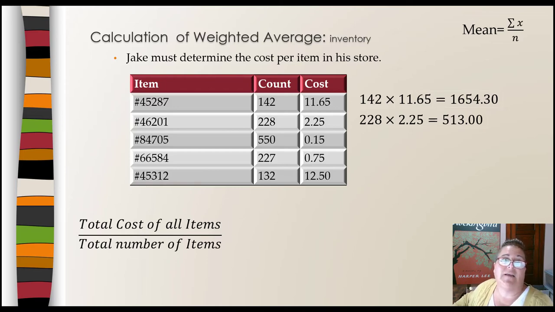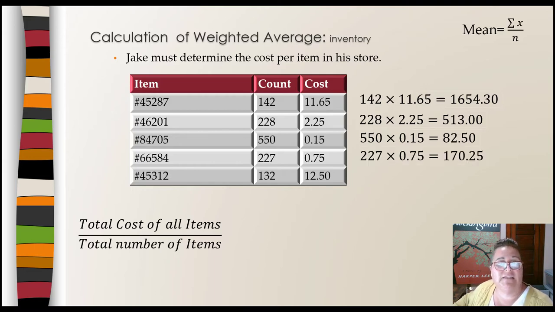The second item has a count of 228 times $2.25 for $513. Then I have 550 times 15 cents. That's such a little cost. It makes me wonder if those are the bracelets that are always at your checkout. Then I have 227 times 75 cents and 132 times 12.50 for 16.50.